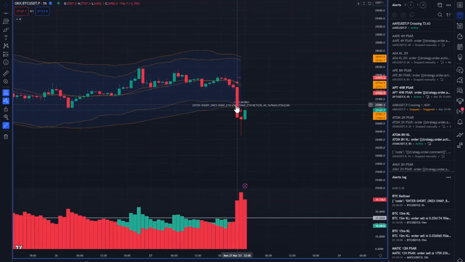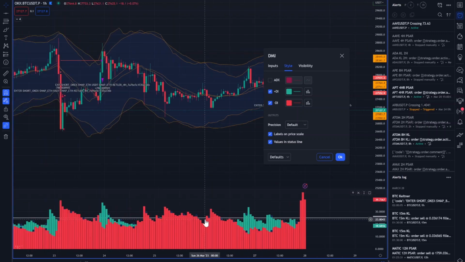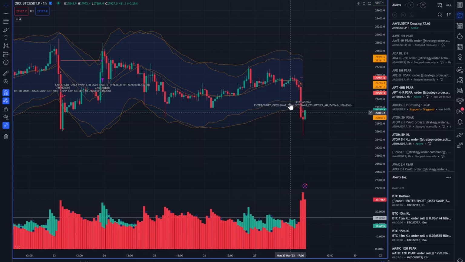So any strong break outside of the Keltner channel with the DMI on the chart here, which is the directional movement index, just shows us how strong a particular trend is in any given direction. At least on Bitcoin, anything above 25 is pretty strong. So if we get a break outside of the channel with this being above 25, it's a very good sign of the strength of a particular trend.